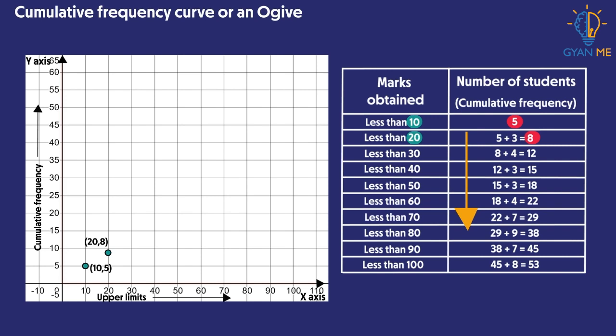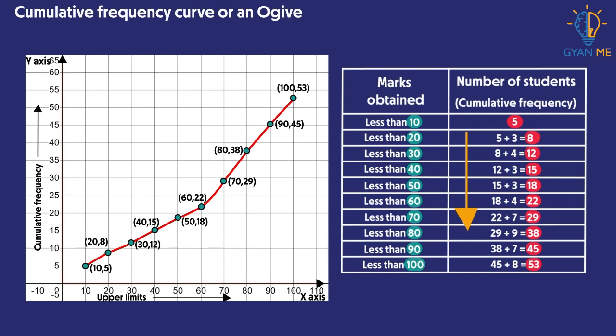So what will be the next point? Correct, it will be (30, 12). We will plot all the remaining points on the graph paper in the same way. Now join all these points to obtain a smooth freehand curve. And this curve is now known as less than type ogive.